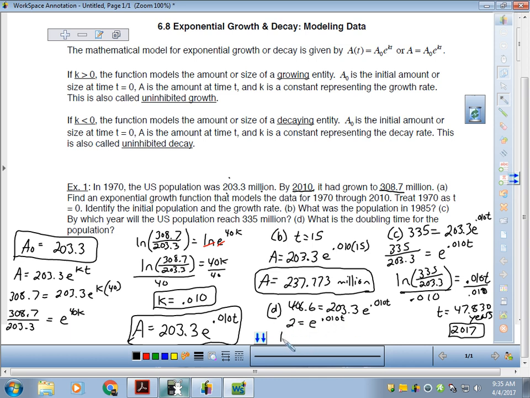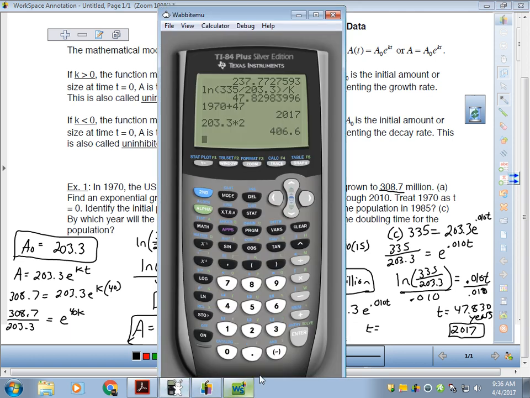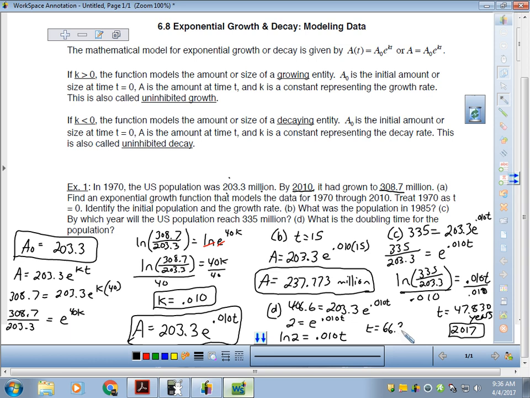Take a natural log. Natural log of 2 equals, over on the right side, the natural log and e will cancel, so we'll just have 0.010 t. And then divide that across. So we have natural log of 2. And then we're going to divide that by our k value. And so we get 66.380. And that will be measured in years.